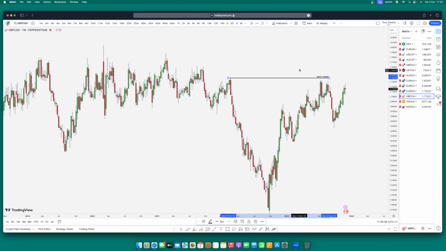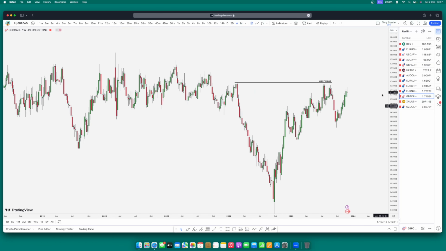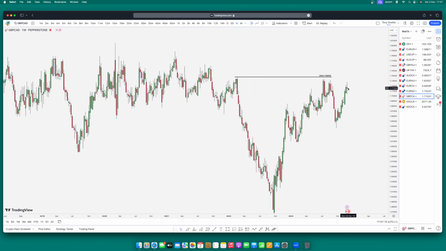On the monthly time frame, price swept all of this liquidity and then started to go up. So even on the monthly, we're bearish. Weekly, we are still bearish. But then there's liquidity to the upside here, and price is so close to it. So just keep an eye.